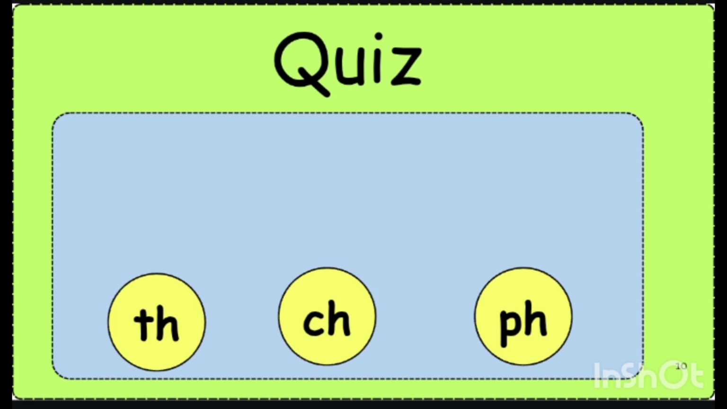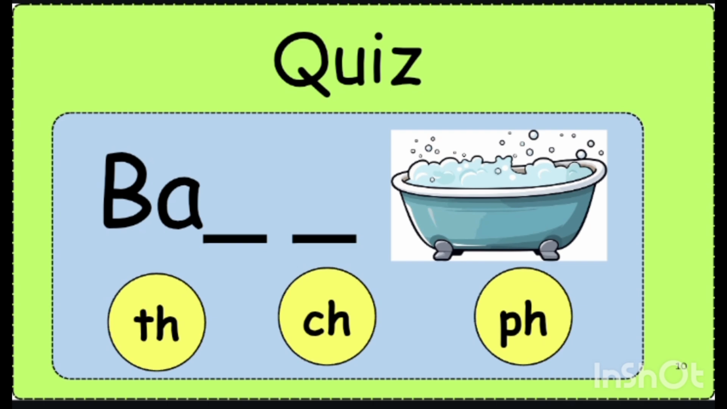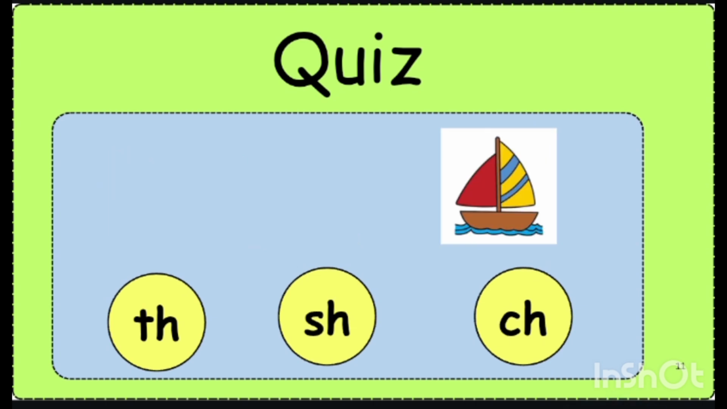Okay, now let's have a simple quiz. I hope you have understood about digraphs. So let's see what you have learned. This is the first word. Which digraph comes with this word? Observe the picture carefully and think about it. Very good. So th, bath, bath. Okay. Next picture. Observe this picture carefully. Which digraph will come over here?